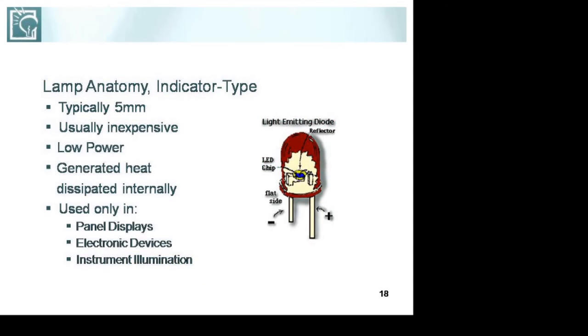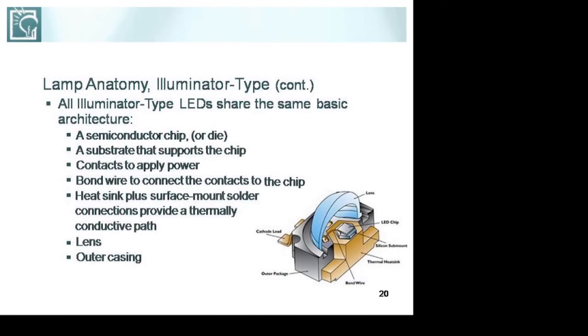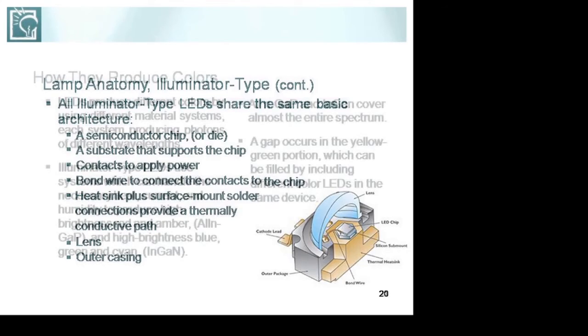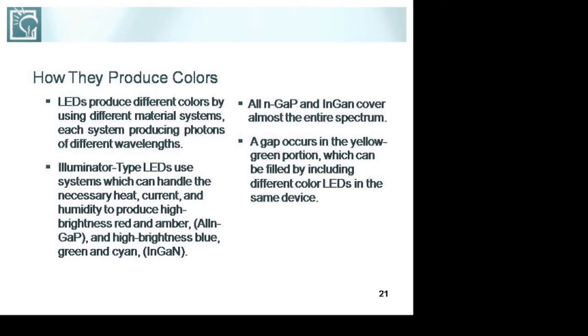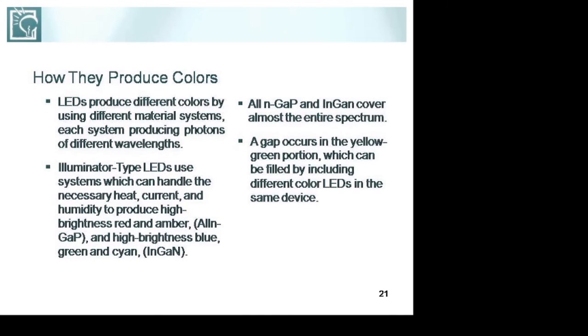When I go to the types of LED lamps, there are various types. One is the indicator type and another is the illuminator type, and we have illuminators of different types. These are the two main types of LED lamps most commonly used in real-time applications. So we can have the doubt of how they produce different colors.